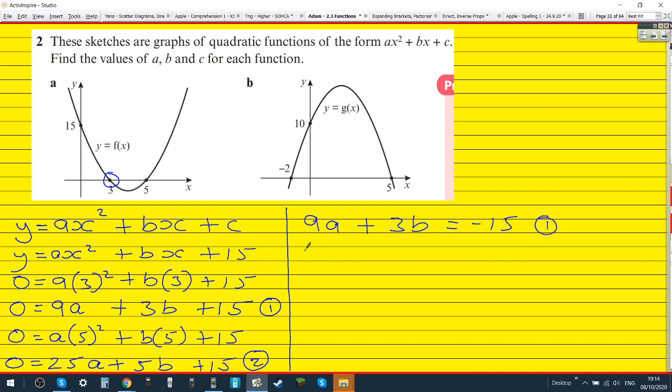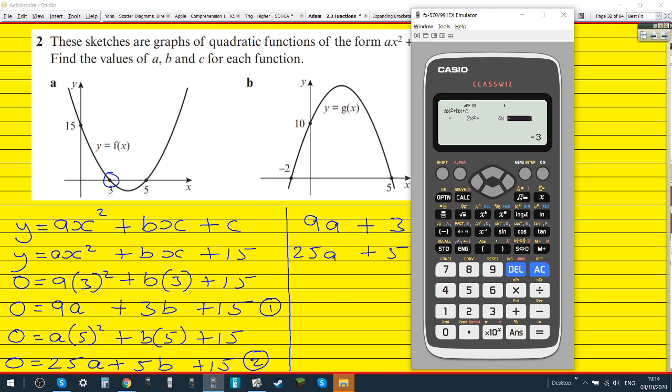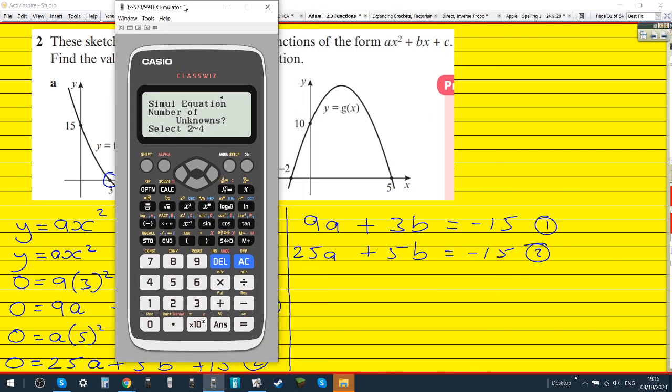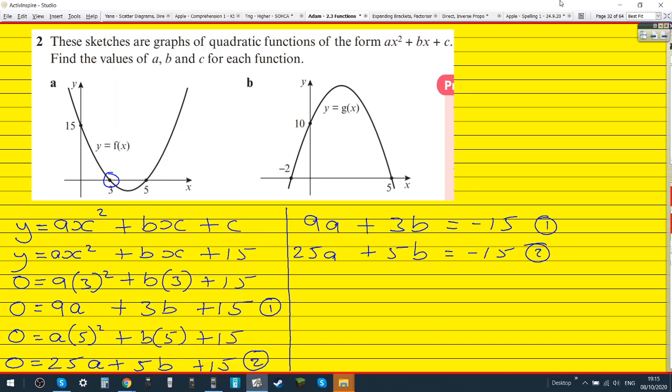So it'd be 25a plus 5b equals minus 15. Yeah. And then with your calculator, when you do equation, choose simultaneous equations. And then 2, right? Two unknowns. Correct. 9x plus 3y equals minus 15, and 25, and 5, and minus 15, which gives us x equals 1 and y equals minus 8.